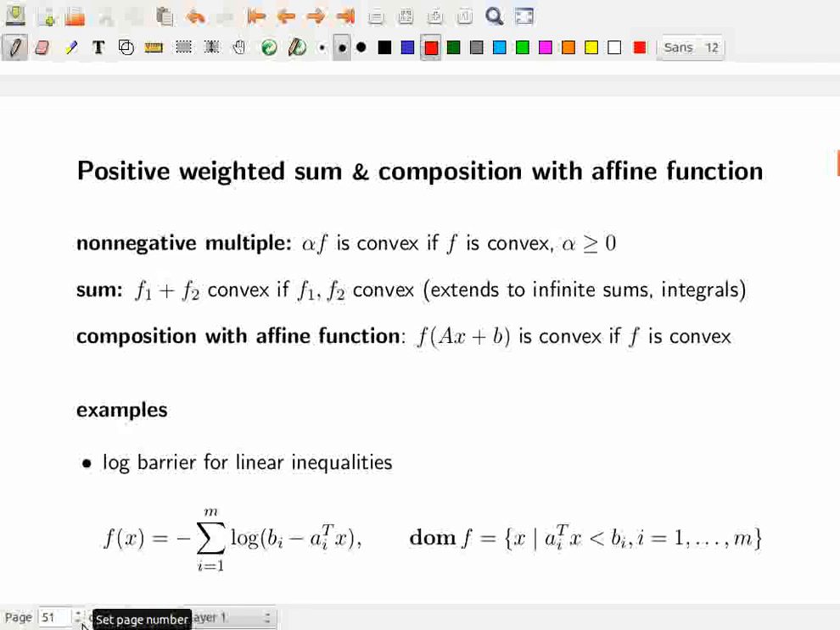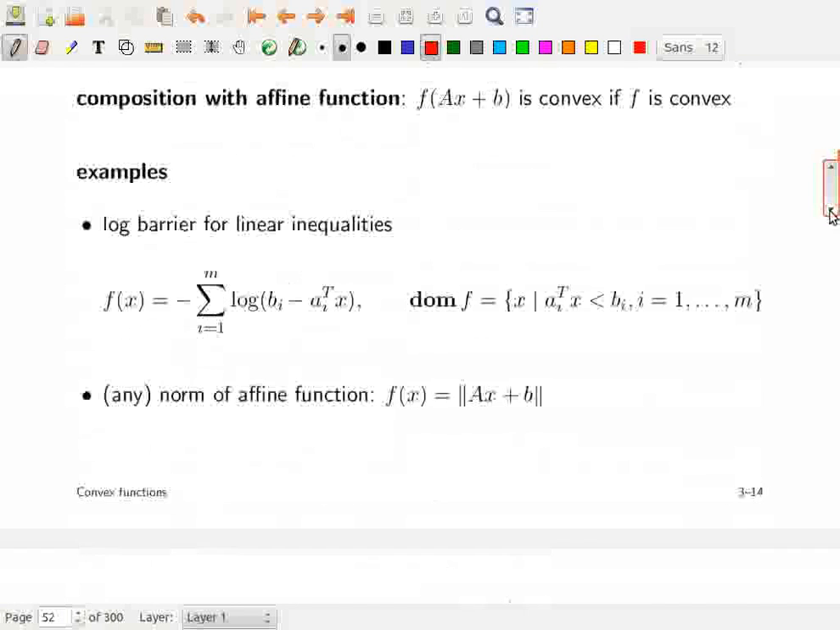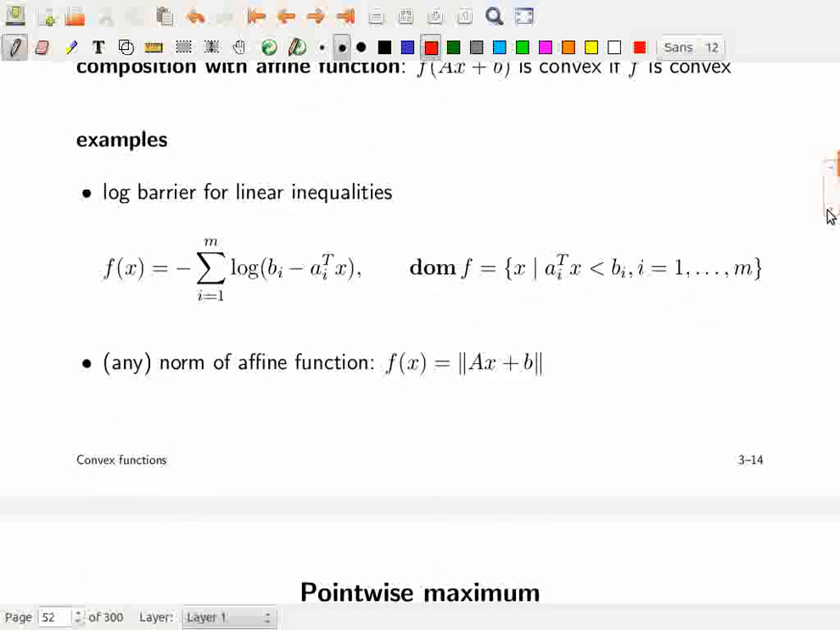First one was the positive weighted sum. If we have a summation of some convex functions, the resulting function is convex. For example, you can see here the barrier function that we talked about.